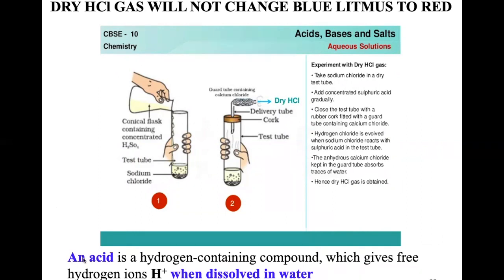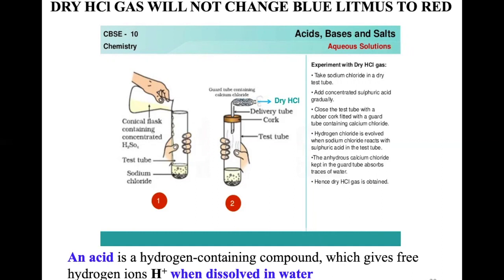Okay, so an acid is a hydrogen containing compound, and it will always give free H positive ion in water, not the dried one. In dry HCl, H positive was not formed, okay. And so here many questions should come to you. Which one is the question? Why is calcium chloride kept in the guard tube? Calcium chloride is anhydrous in nature and it absorbs water. Therefore, whatever dry hydrochloric gas comes out will be dry gas.